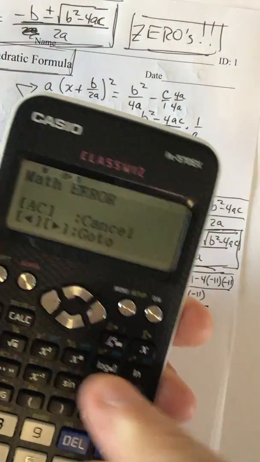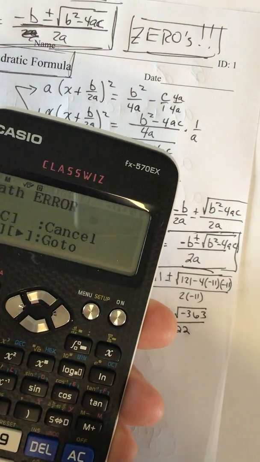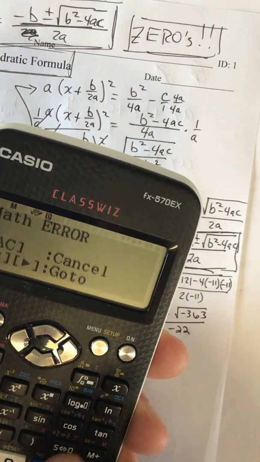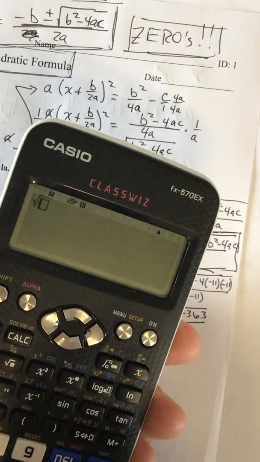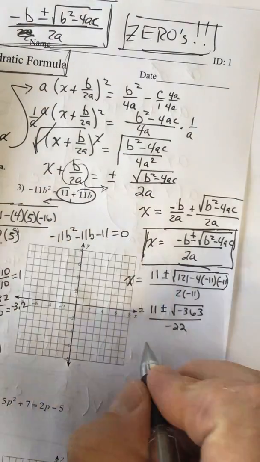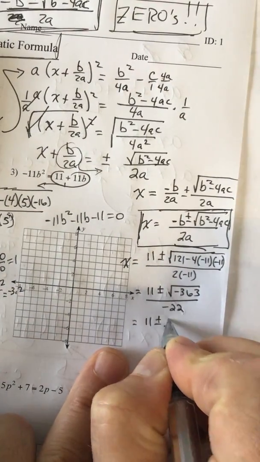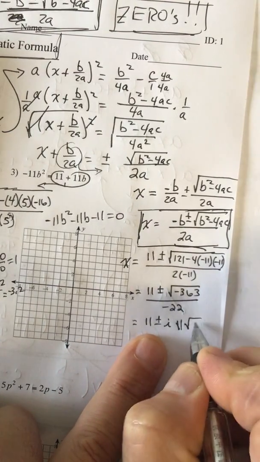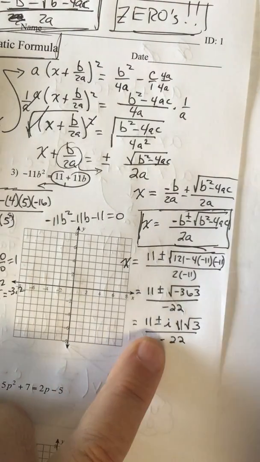It's because it's imaginary. I've got to pull that i out of that negative. So this time I'm just going to see if 363 has a square root. Okay, it's 11 square roots of 3. So we have 11 plus or minus the imaginary; I'll take the negative out of that square root. 11 square roots of 3, all divided by negative 22. Okay, those are the zeros.